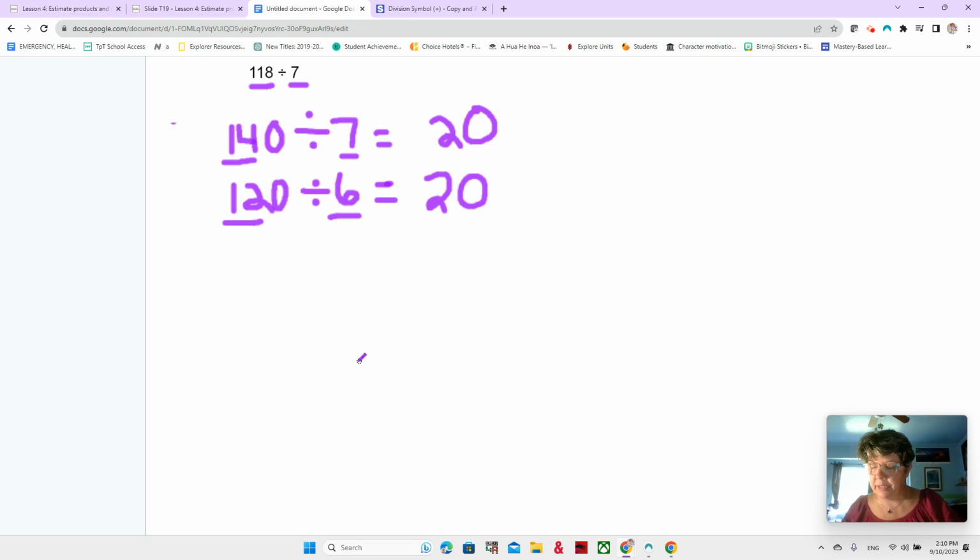Okay, you see what we're doing? We're looking for friendly numbers in fact families. So division estimation is a little bit different because we're looking for our friendly numbers to make our division easy. Remember, that's the idea. We're estimating, we're making things easy. All right. So our estimate is 20. Let's look at another number here.